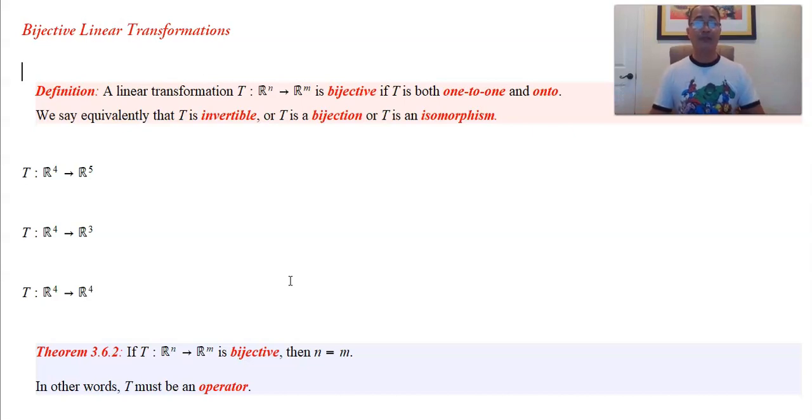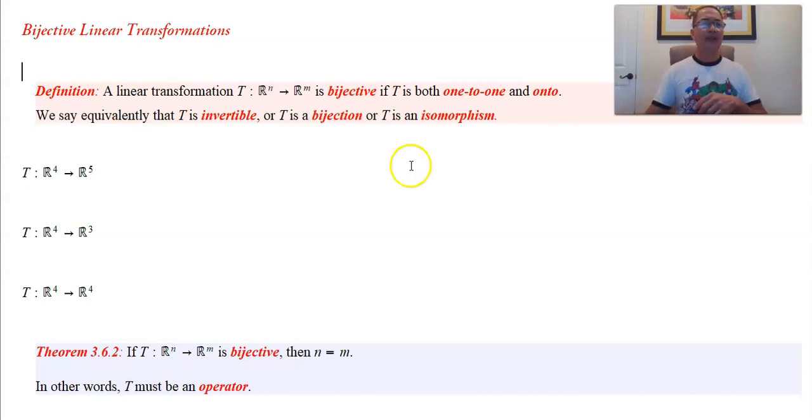So let's go back to linear transformations now. The title of the video said bijective operators. Okay, so can we have bijective linear transformations in general? Well, first let's define it. A linear transformation T from Rn to Rm is bijective, the same word, if T is both one-to-one and onto. We will say equivalently that T is invertible, or T is a bijection, or T is an isomorphism. That's a really fancy word which appears a lot in mathematics.